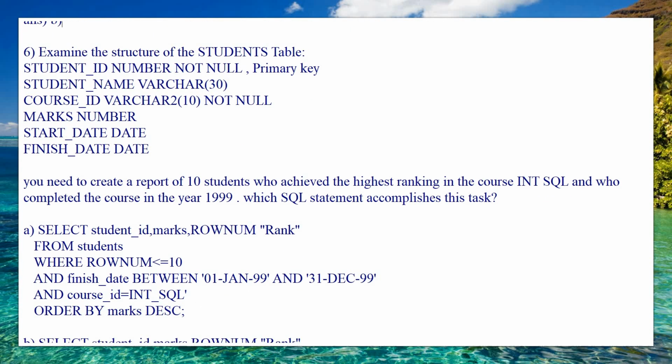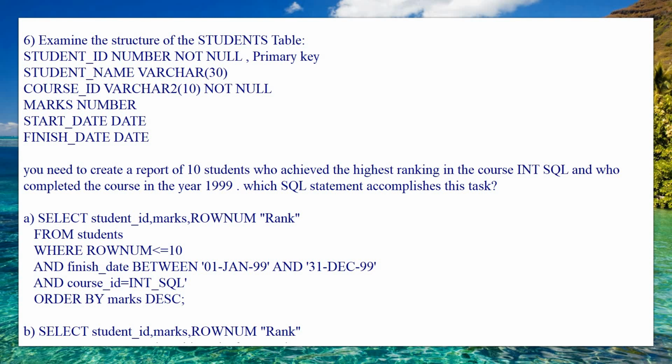So then sixth question is again a query. Examine the structure of the students table. Student underscore ID number not null, primary key. Student underscore name varchar2 of 30, and course ID varchar2 of 10 not null. Marks number, start underscore date, finish underscore date.